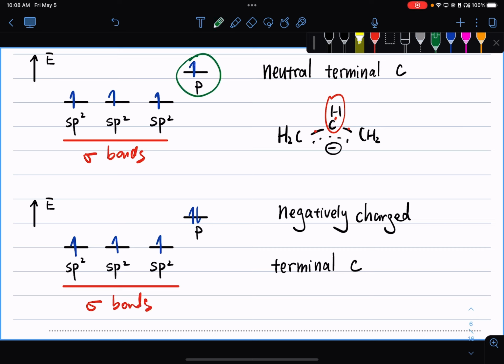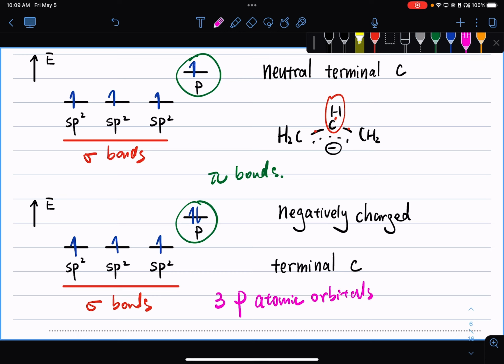And my p atomic orbital makes pi bonds. So what is the total picture here? Overall, we have multiple atomic orbitals that are hybridized, that are making sigma bonds with their adjacent atoms. And at the same time, we have 3 p atomic orbitals, and in those 3 p atomic orbitals, we have a total of 4 pi electrons. All right, so keep that in mind. We'll get back to the p electrons and pi bonds later on.